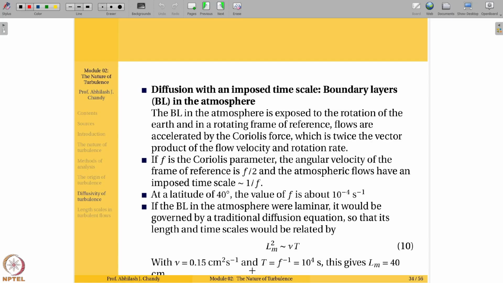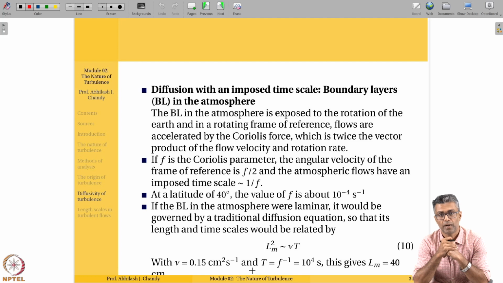Hello everyone. So today we'll continue with module 2 and we will discuss diffusion with an imposed timescale. So we'll look at a new problem where we want to discuss diffusivity, but this is a problem with an imposed timescale. What is that problem? It's a boundary layer in the atmosphere. So it's the atmospheric boundary layer.